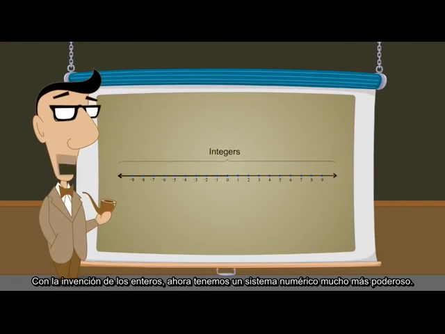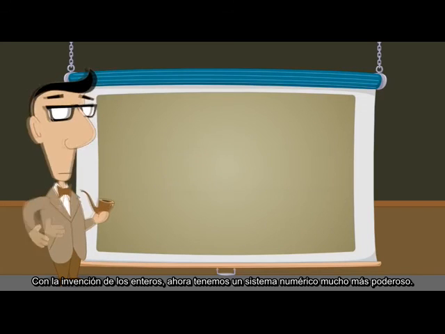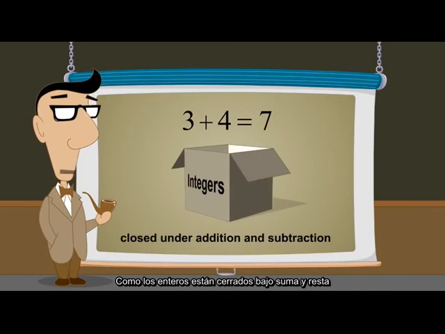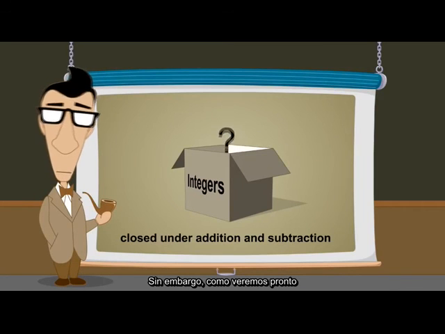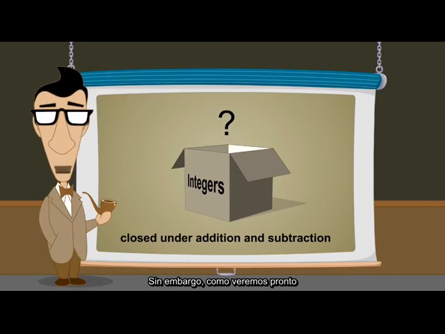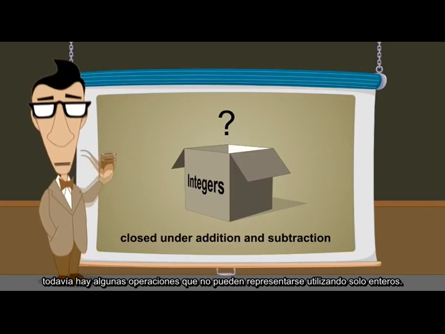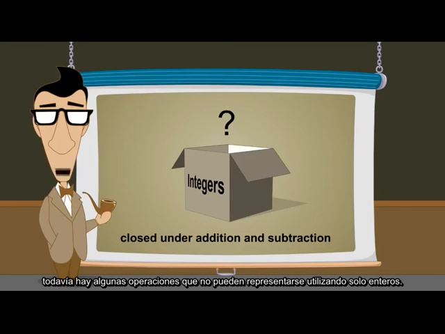With the invention of integers, we now have a much more powerful number system. Since the integers are closed under addition and subtraction, we can represent the result of adding or subtracting any numbers in our system. However, as we shall soon see, there are still some operations which cannot be represented using only integers.